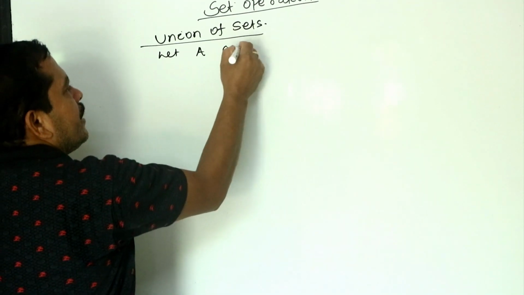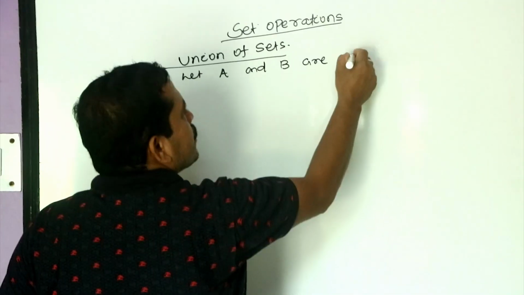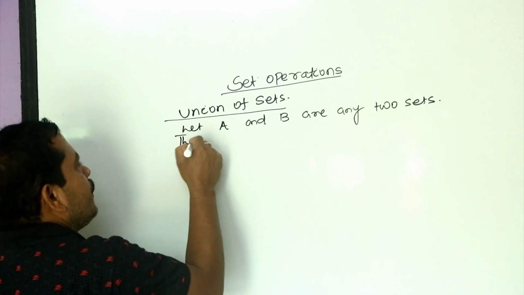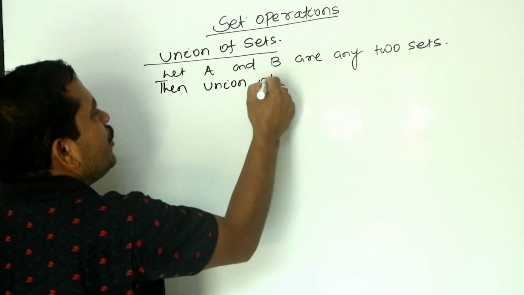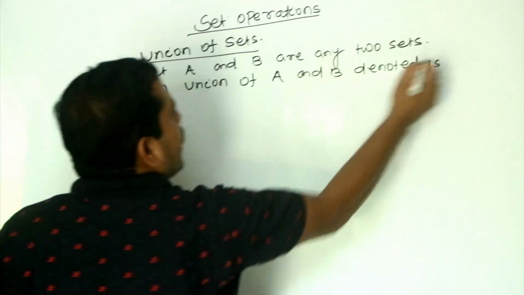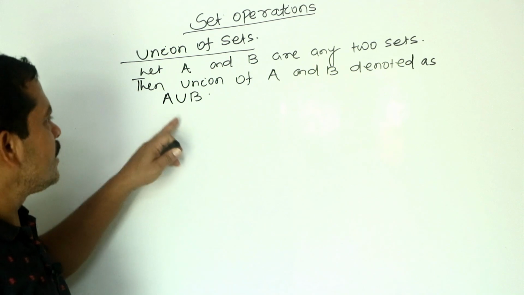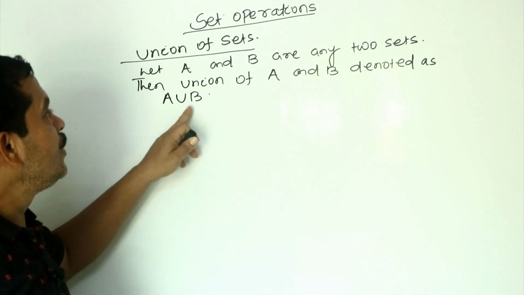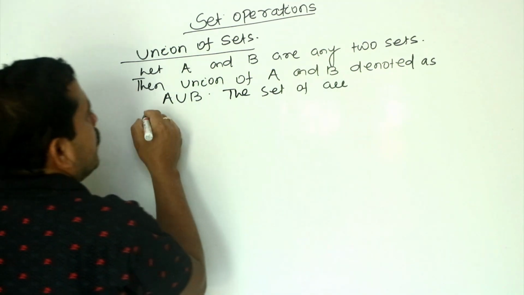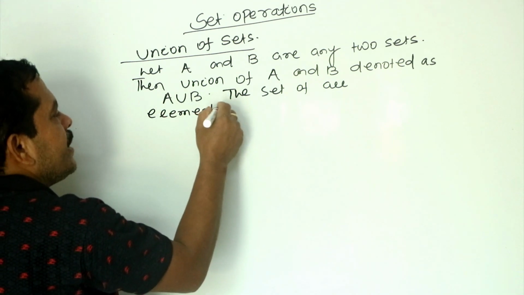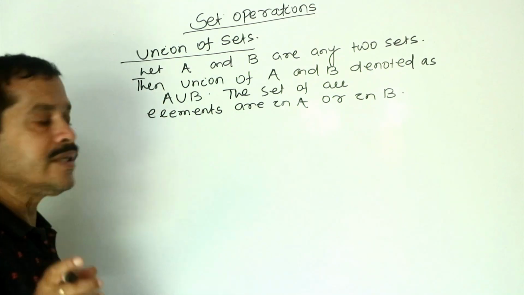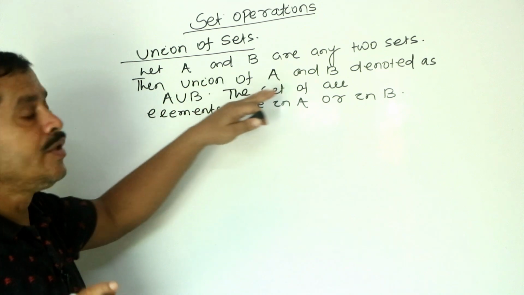Let A and B be any two sets. Then the union of A and B is denoted as A union B. This symbol is used for union, and we read it as A union B. That is the set of all elements that are in A or in B. The collection of elements which are in A or in B is known as the union of two sets.